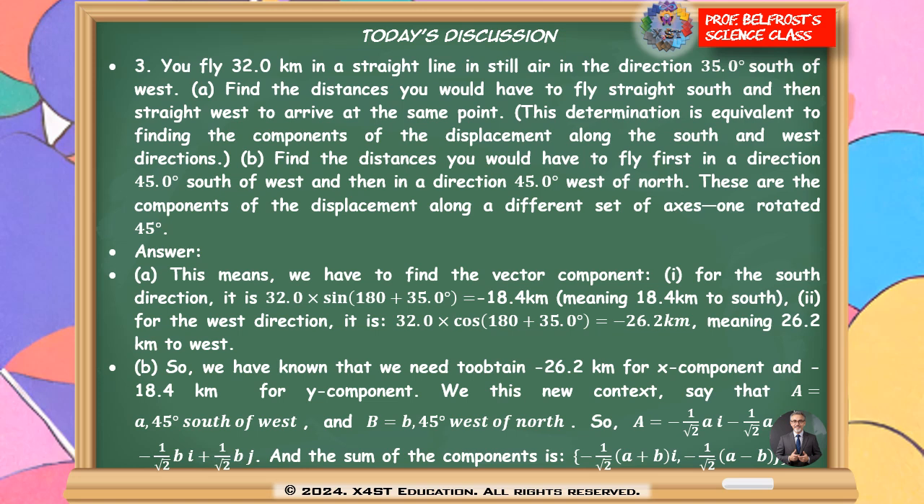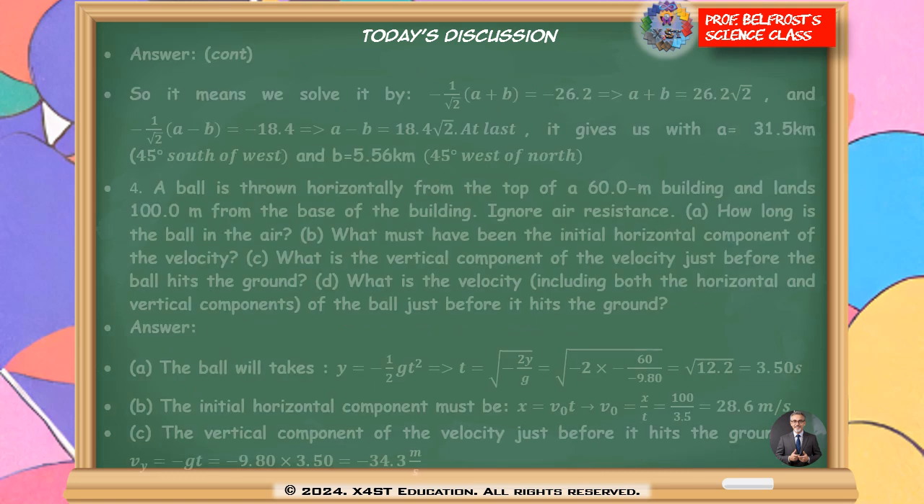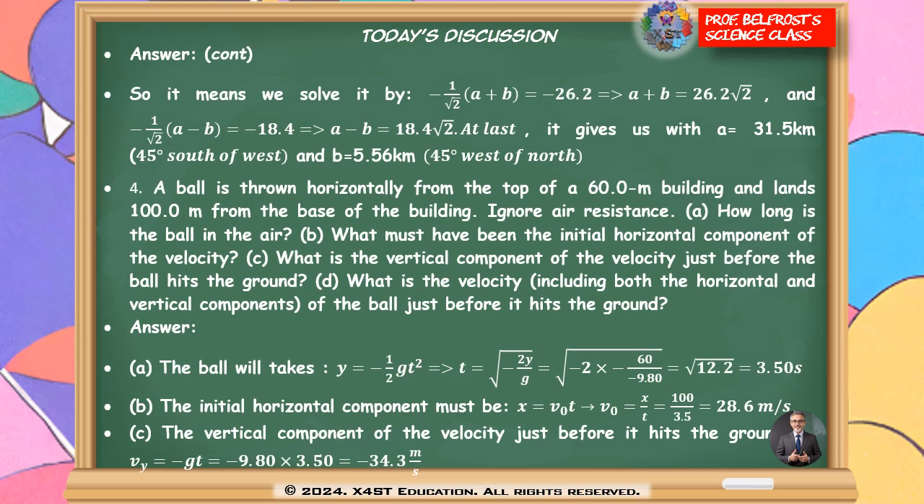So yeah, say that we have A with magnitude A and 45 degrees southwest, and B with magnitude B and the direction is 45 degrees west of north. And then we create, not complex number actually, this is the vector component, the standard form of the vector statement, and its resultant. They can create two equations and get A and B, and that's what we want.